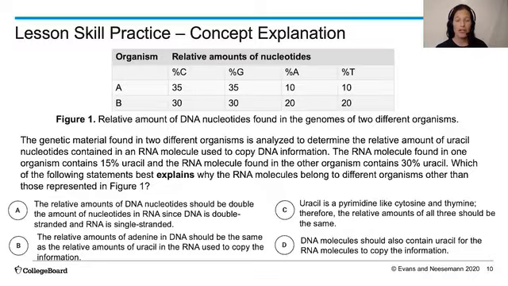So do a drum roll in your head, and hopefully you came up with answer choice B. The relative amounts of adenine in DNA should be the same as the relative amounts of uracil in the RNA used to copy. Remember, adenine and uracil are going to have that base pairing.